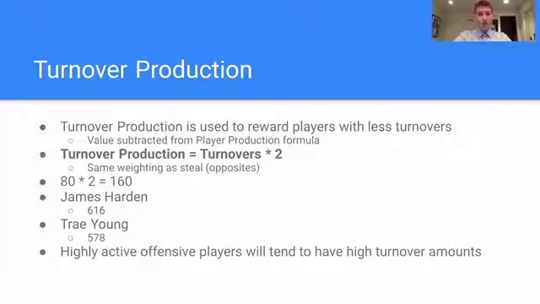opposites. If we assume a player has 80 turnovers, we can calculate their turnover production of 160. James Harden had a leading turnover production of 616, followed by Trae Young with a turnover production of 578. Highly active offensive players will tend to have high turnover amounts because they often have the ball in their hands.